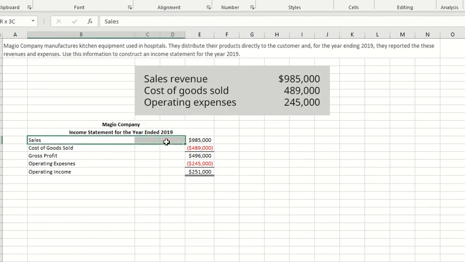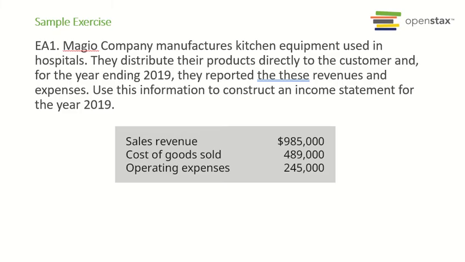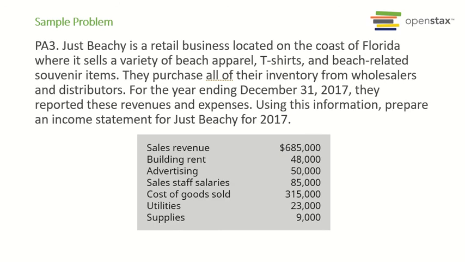So we have sales revenue of $985,000 minus cost of goods sold $489,000. We get the gross profit of $496,000, minus operating expenses of $245,000, we get operating income of $251,000. So that's the income statement for module company. Let's look at the next exercise.